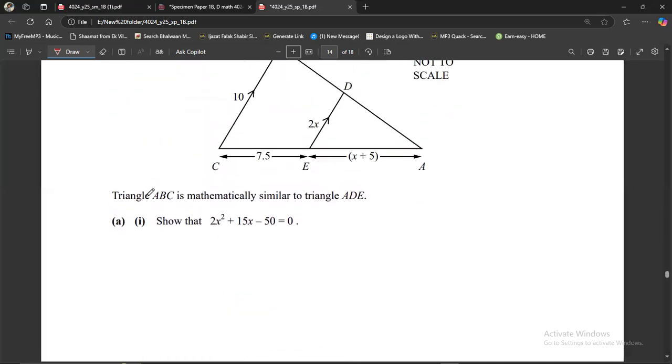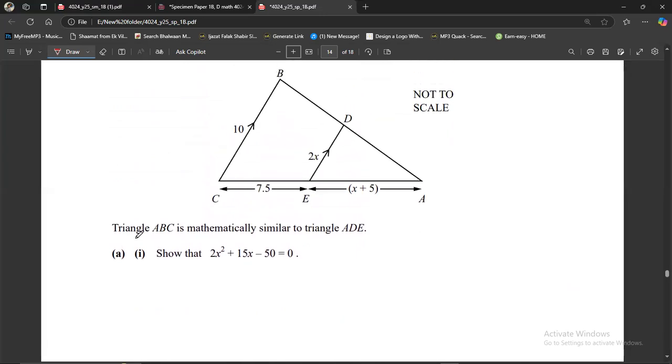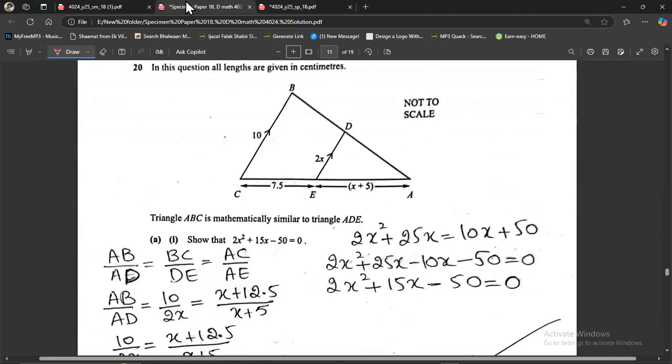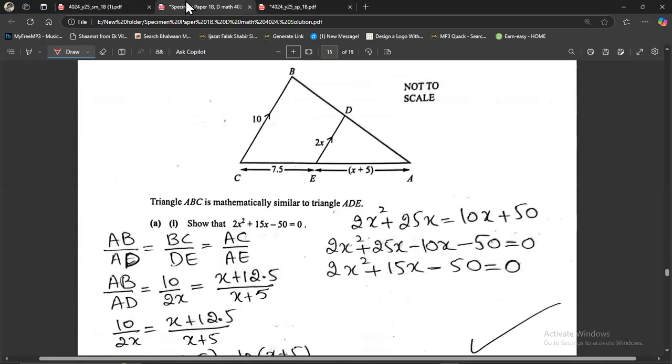So you have to show this equation can be formed. So from this name, you can write AB divided by AD equals BC divided by DE equals AC divided by AE. And then just put these values, you will be able to make that equation. Let me show you. Okay. So here we have AB divided by AD equals BC divided by DE equals AC divided by AE. This is the characteristic of similar triangles. The ratio of the corresponding sides remains the same.